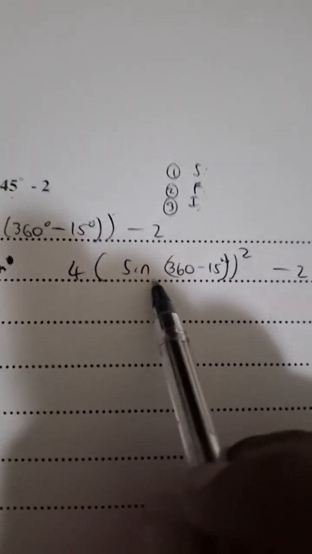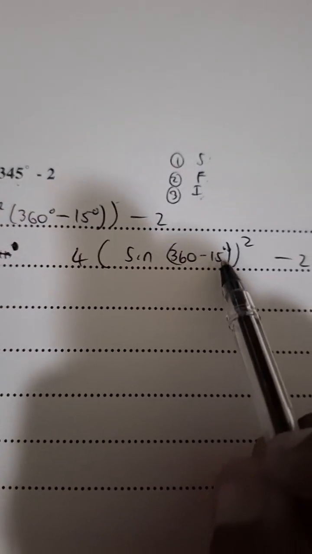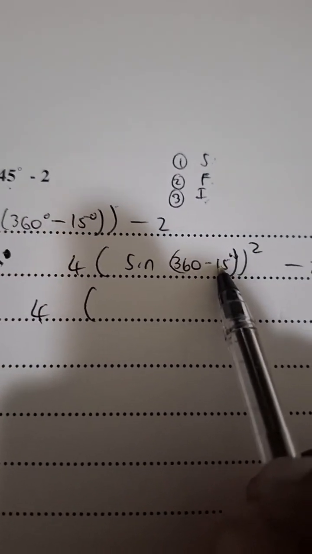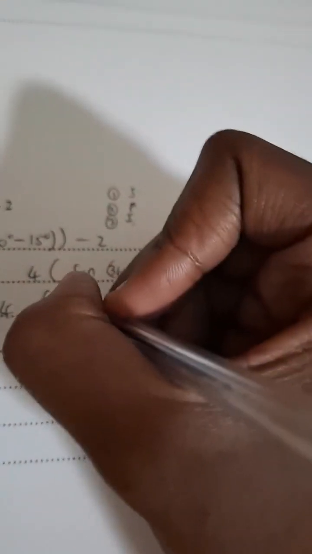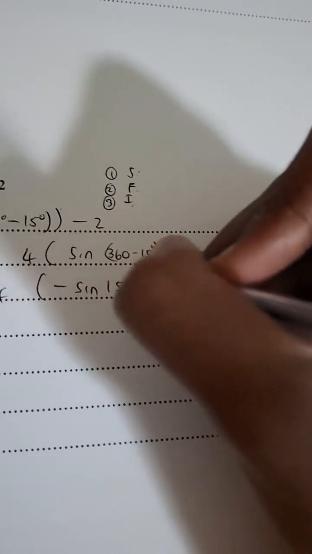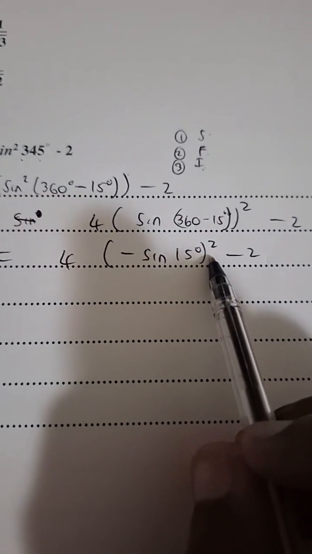So you first reduce the sine of 360 minus 15. 360 minus 15 is in which quadrant? You ask yourself that question. It is in the 4th quadrant. How is sine there? Sine is negative. So you write the negative of sine 15 degrees with the square outside the bracket.